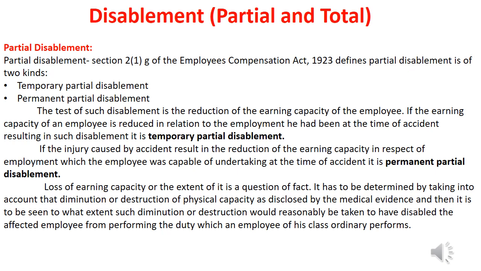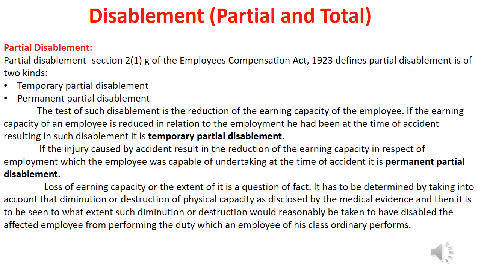Today in the labor law series, let us talk about disablement. What is a disablement? Temporary disablement, permanent disablement, partial and total disablements. Coming to partial disablement. Partial disablement is mentioned under section 2(1)(g) of the Employees Compensation Act 1923. We have two kinds of partial disablements, one is temporary and another is permanent.